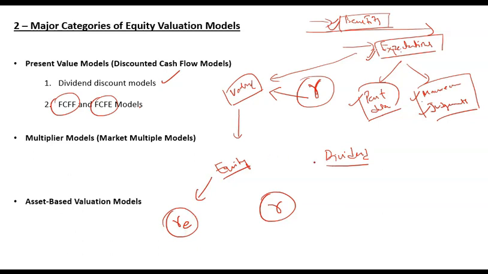If your cash flow is related to equity, so for dividends and for FCFE, you will use cost of equity or required rate of return on equity. But FCFF is free cash flow to firm. For discounting back FCFF, you will use WACC, which is weighted average cost of capital for the firm.